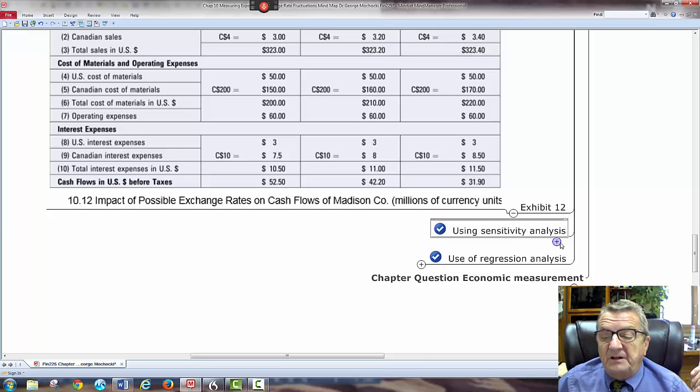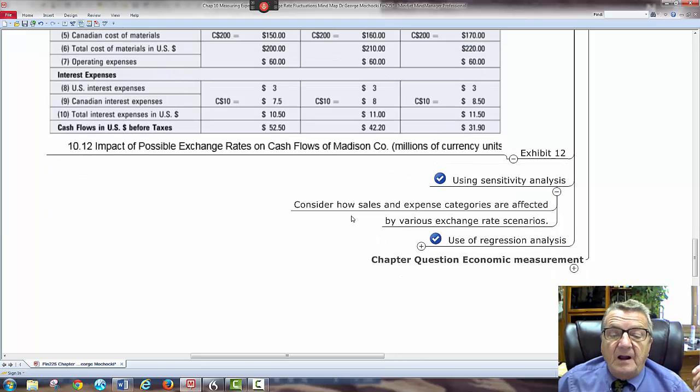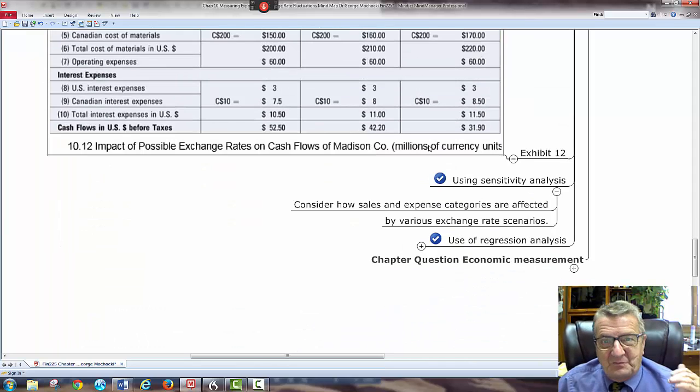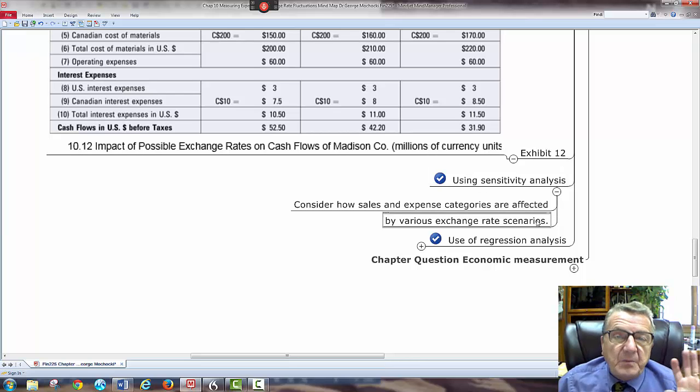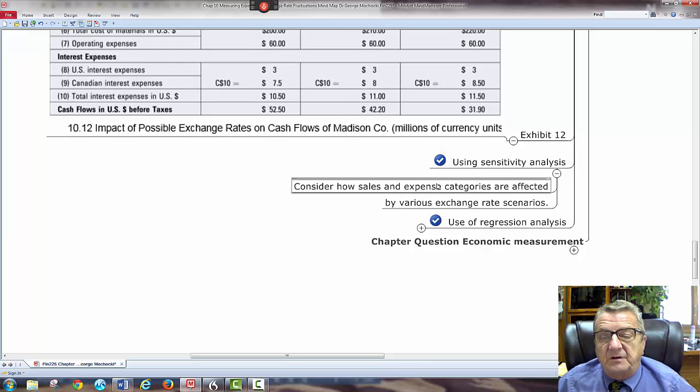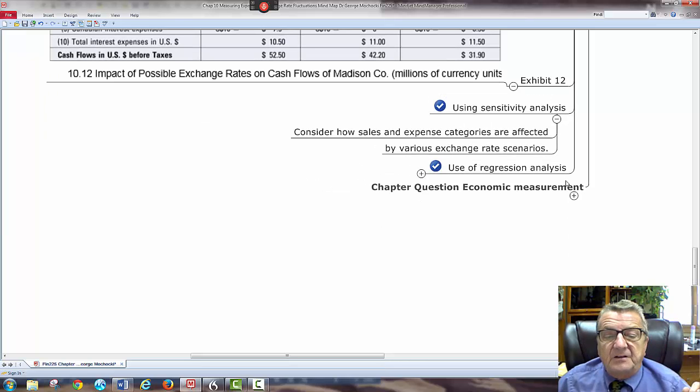Now, using sensitivity analysis, consider how sales and expenses are affected. Stop this, look at it, and take your time. I'm going real quickly here; I think I'm already over my hour, so I'm moving a little faster. Look at it, stop it, look at it, and look at what I have underneath here. That's how you learn. Add it into your own notes, put in your own highlights, and once you understand it in your mind, you'll be able to do well on that. We already discussed this in class, so this should be a quick overview. Using sensitivity analysis, consider how sales and expense categories are affected by various exchange rates.